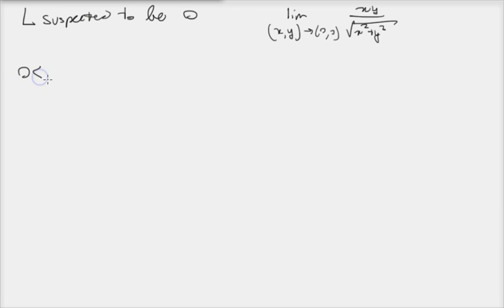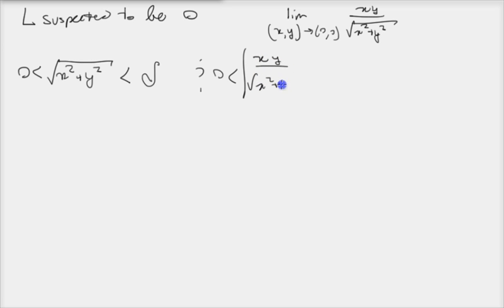So we've got 0 is less than the circle with the radius about the values that we're approaching, so that's just going to be the square root of x squared plus y squared. That's going to be less than our delta. And our function, the absolute value of our function, xy over x squared plus y squared, minus the limit we suspect it to be, so minus 0, should be less than our epsilon. So now we need to start proving this.